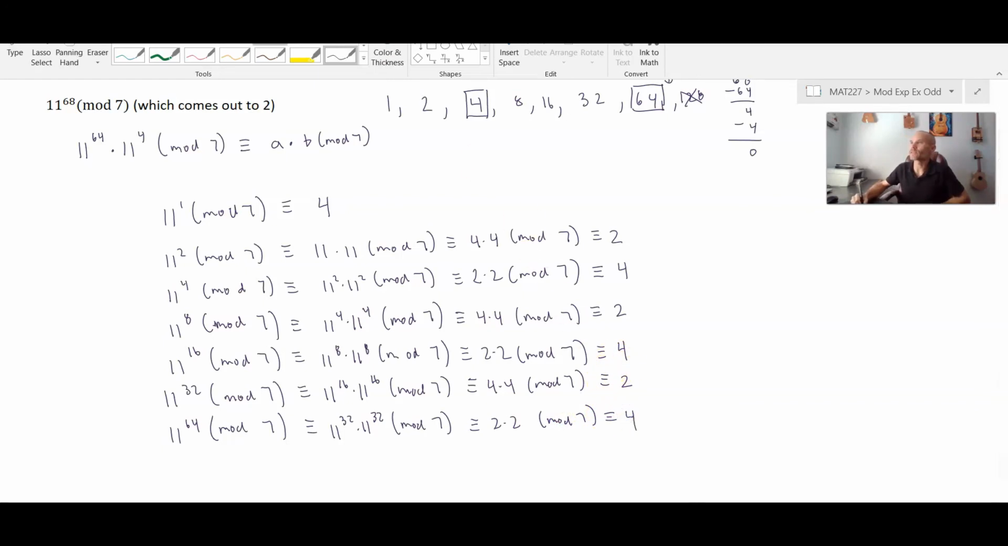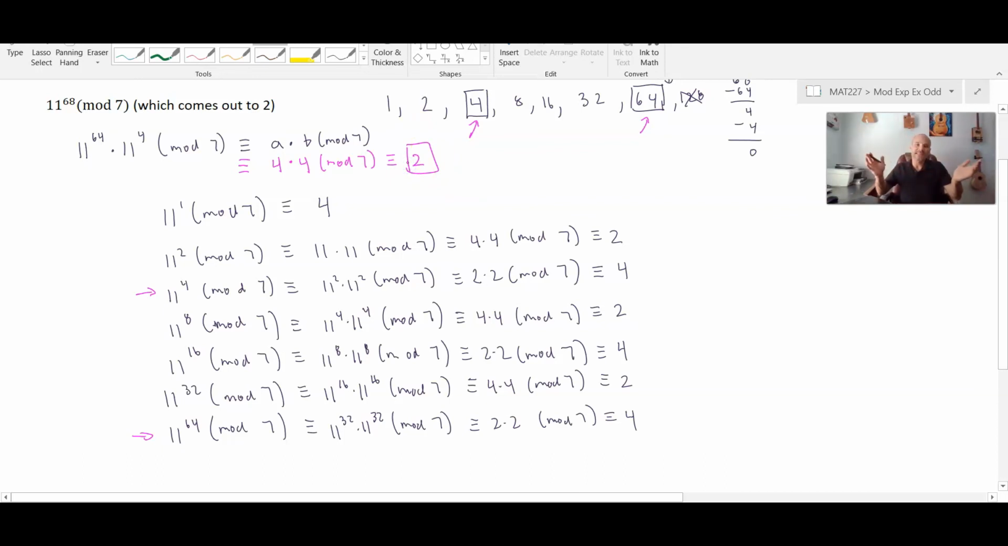Okay, so we said that the pieces we needed to collect are to the 4th power and to the 64th power, and we have that here, and we have that here. So in our final step, which I'll write right above here, we know that 11 to the 64th mod 7 gives us a remainder of 4. 11 to the 4th mod 7 gives us a remainder of 4. And 4 times 4 mod 7, which is 16 mod 7, gives us a remainder of 2. And there's our final answer right there.